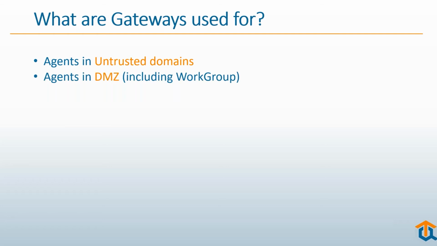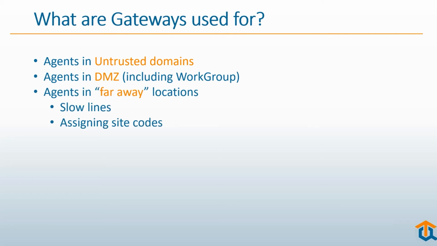We can use a gateway for that by putting a gateway inside of that domain, or as in this example, put it inside of a DMZ and have that one communicate with the agents or with network devices sitting in the DMZ, and then communicate back to the inside.